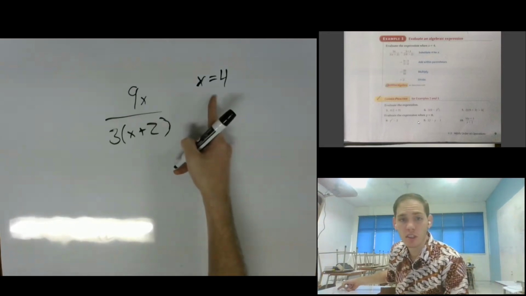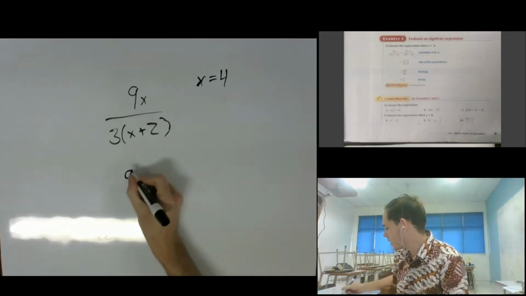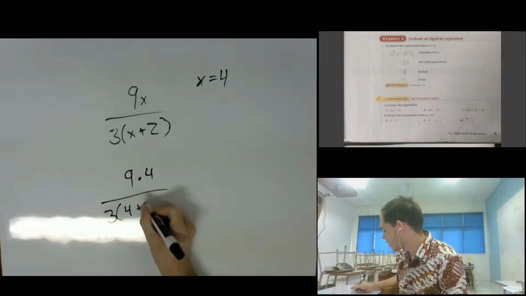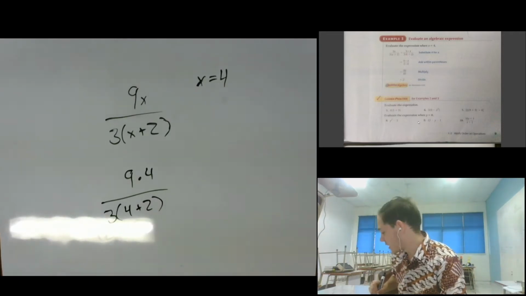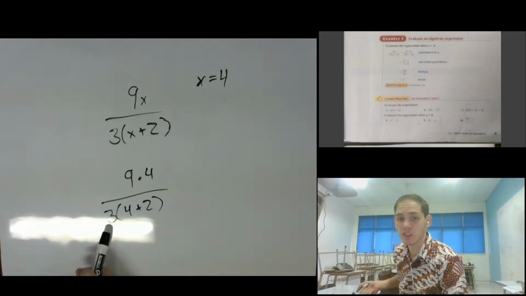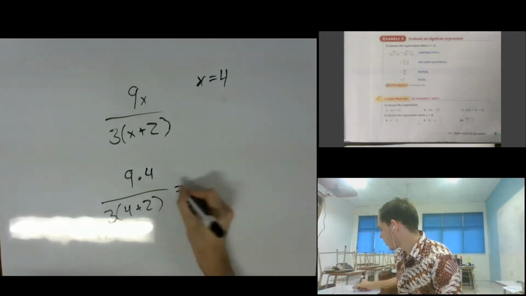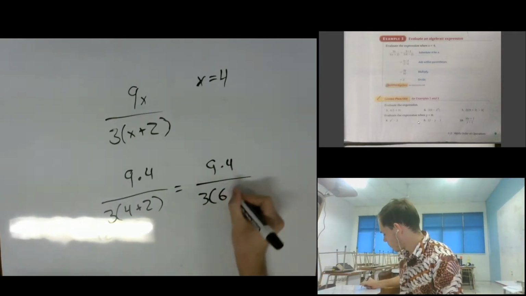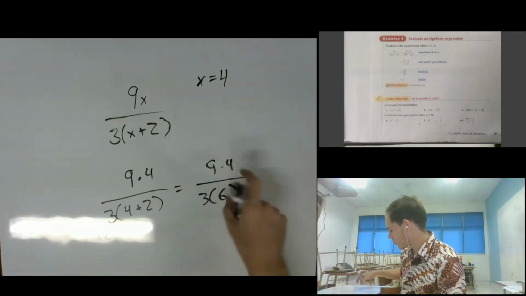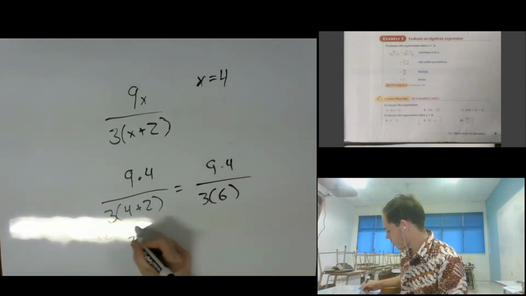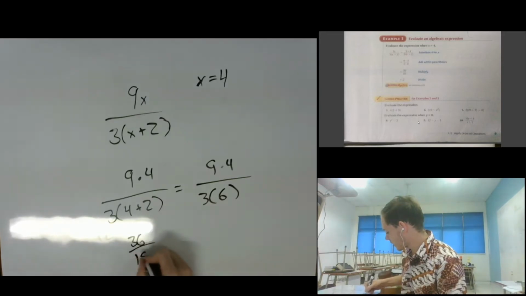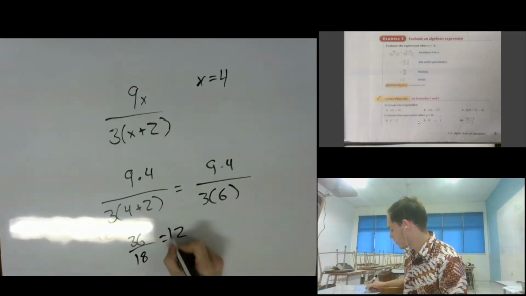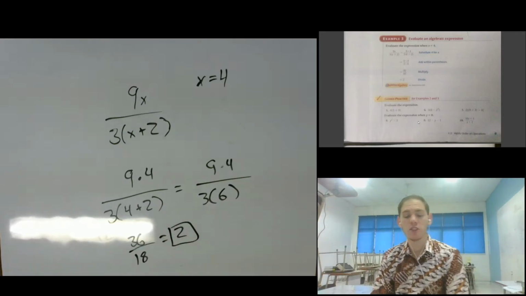So anyway, let's move this in. We're going to substitute 4 in for x. So what we get is 9 times 4 over 3 times 4 plus 2. Now, again, we have to activate the parentheses first. So, parentheses on the bottom, 9 times 4 over 3 times 6. So now we have multiplies. 9 times 4, 36. 3 times 6, 18. What's 36 divided by 18? Well, that will just give us a solid 2. Okay? And that's how you do that, okay?